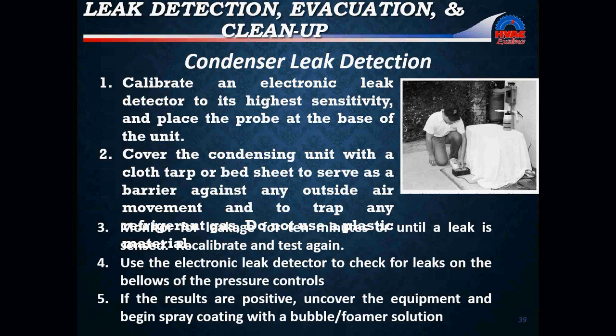Now, if you have a condenser leak, calibrate that electronic leak detector to the highest sensitivity and place the probe at the base of the unit. Cover the condensing unit with a tarp or bed sheet to serve as a barrier against any outside air movement and to trap any refrigerant. You're going to want to see what's going to happen. You're going to want to look at your leak detector. If there is a leak, it's going to go off.